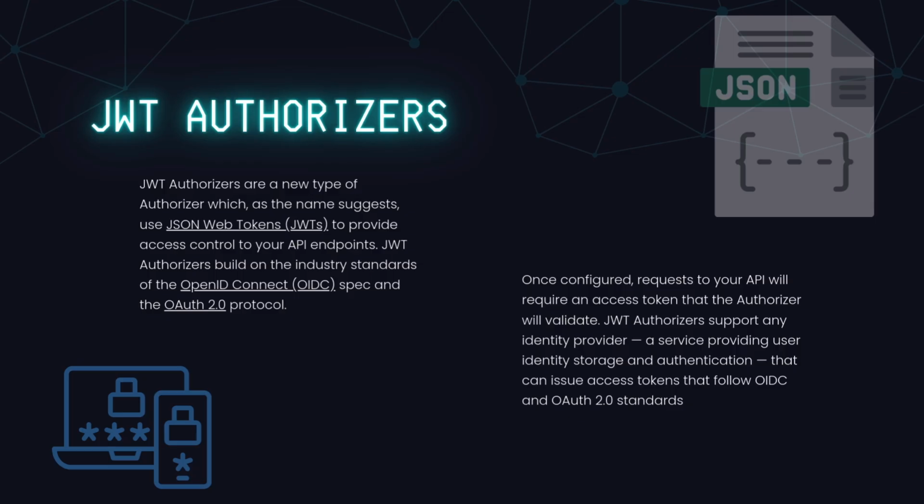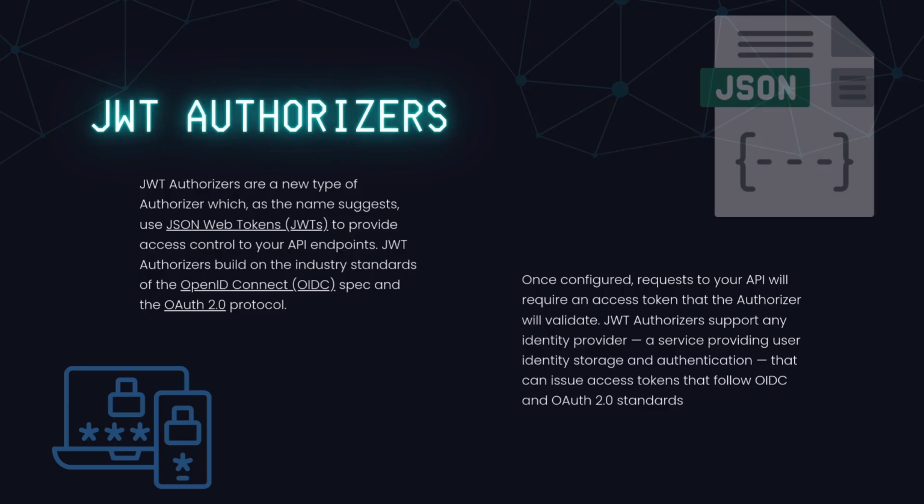So if you see the definition, the JWT authorizer is a new type of authorization which uses a JSON web token to provide access control to your API endpoints. So this JWT authorizer is built on an industry standard OpenID Connect spec and an OAuth 2.0 protocol. So this is very new.